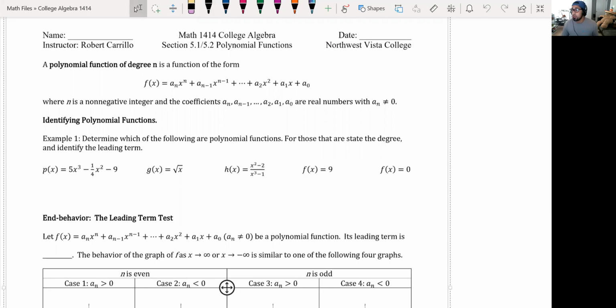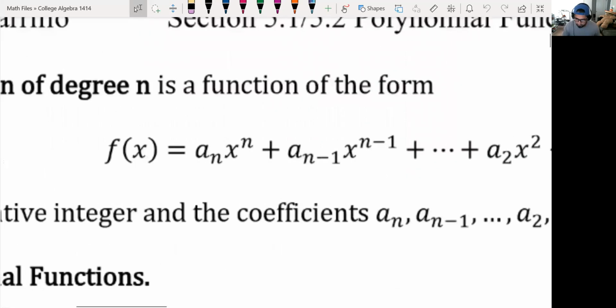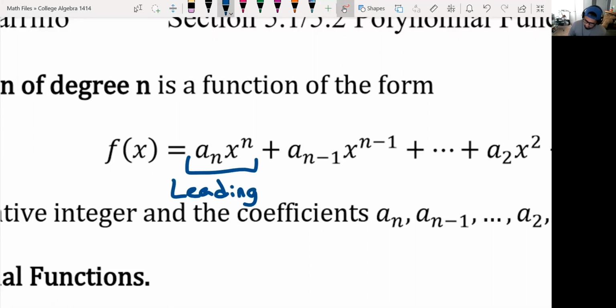So to start with, we have the definition of a polynomial function. A polynomial function of degree n is a function of the form f of x equals a sub n times x to the nth. And that first term is called the leading term, right? And the leading term actually tells us a lot about a polynomial. It tells us how the graph is going to be sketched. It gives us that much information.